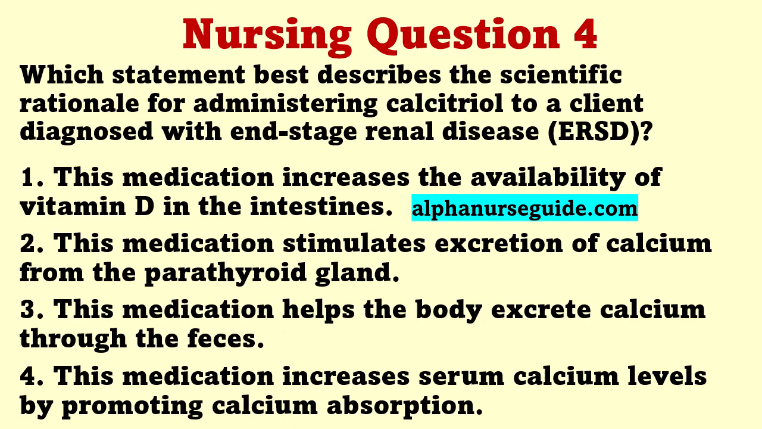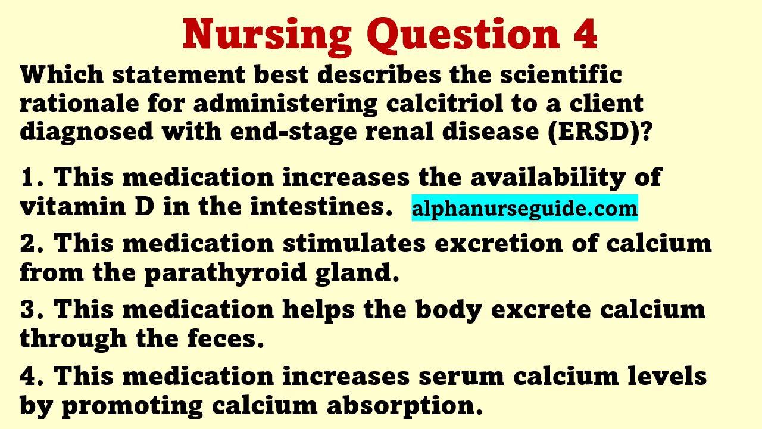Which statement best describes the scientific rationale for administering calcitriol to a client diagnosed with end-stage renal disease? 1. This medication increases the availability of vitamin D in the intestines. 2. This medication stimulates excretion of calcium from the parathyroid gland. 3. This medication helps the body excrete calcium through the feces. 4. This medication increases serum calcium levels by promoting calcium absorption.